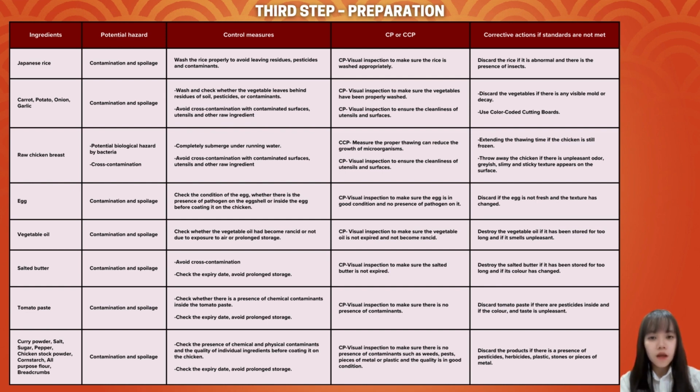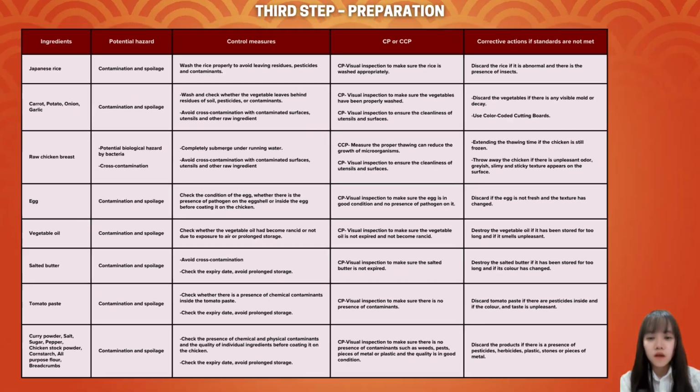Next are the eggs, salted butter, and vegetable oils. We must ensure that the eggs are in good condition and that the salted butter and vegetable oils are not expired or rancid. If there is any abnormality, we need to discard them because they have become contaminated and spoiled. Last but not least, tomato paste and all seasonings can also be contaminated and spoiled, where physical or chemical contaminants are present, and must be discarded or destroyed as soon as we discover them.